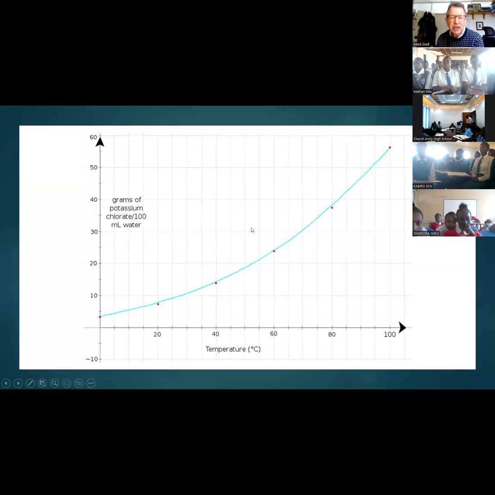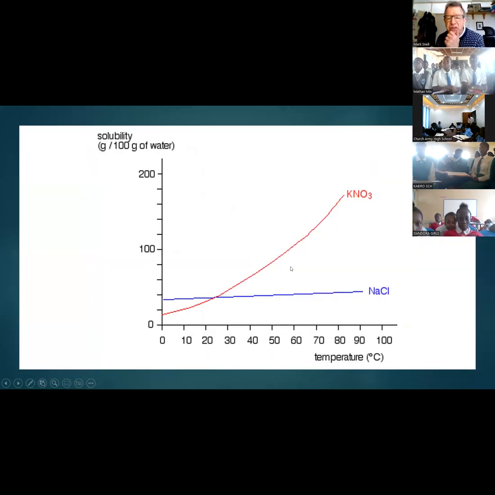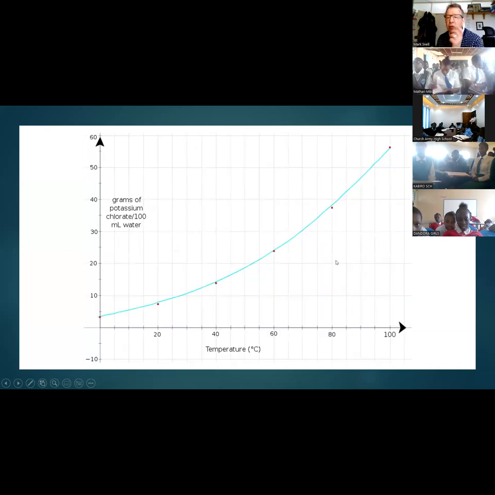So let's go back and just check we know them. Okay, so sodium chloride, not much change. Potassium chlorate, what we expect.